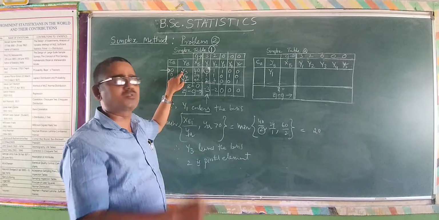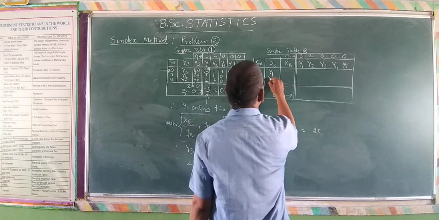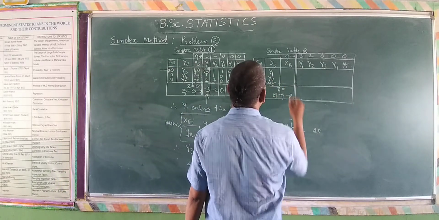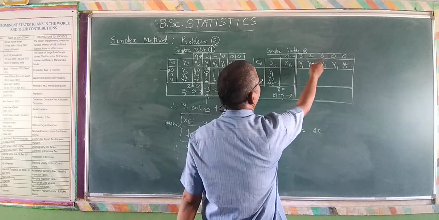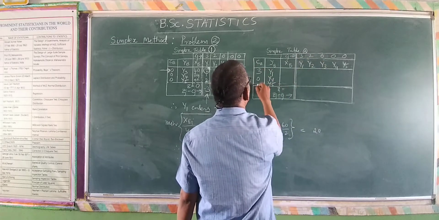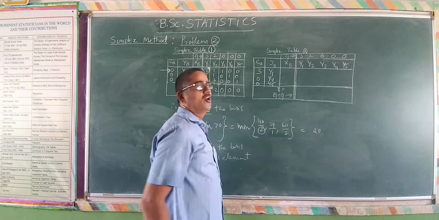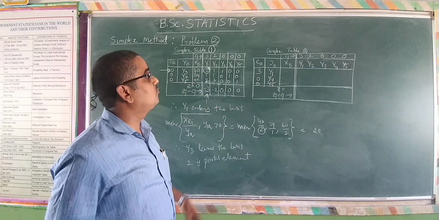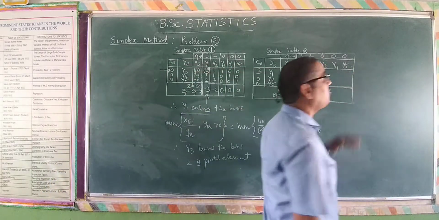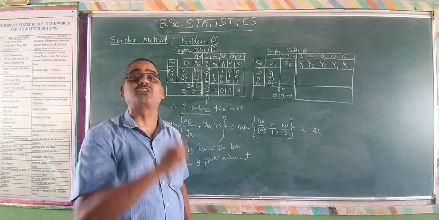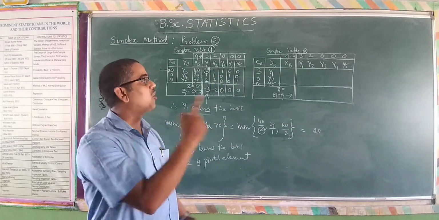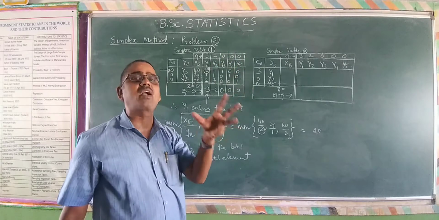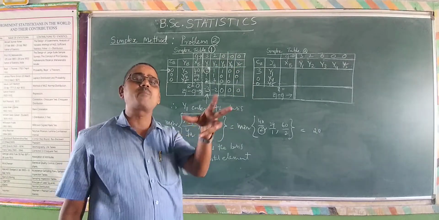Next, y4 and y5 stay as they are. Now you can write the costs: y1 cost 3, and y2, y4, y5 costs are zeros. Now I have xb, from xb onwards y5. You have to calculate with relevant row operations. Xb is also a vector, so you have to do the relevant row operations.